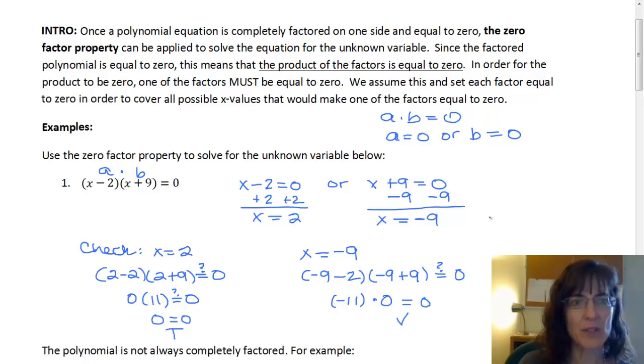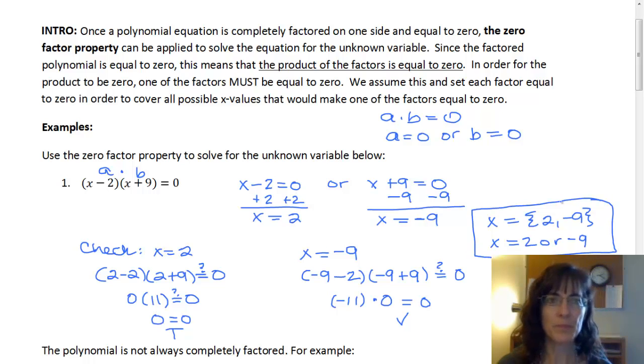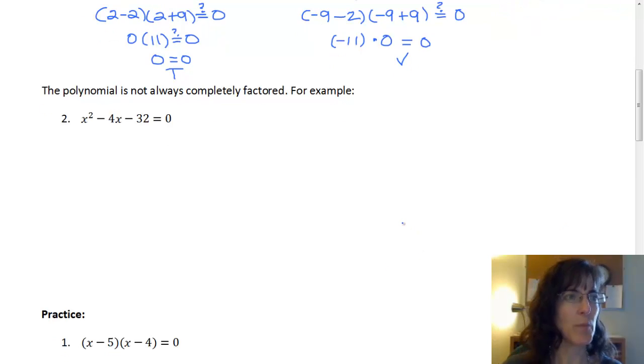So if I write my solution, I have x could be a positive 2 or a negative 9. We can write it in set notation, or we can just say x equals 2 or negative 9. Let's look at another example.